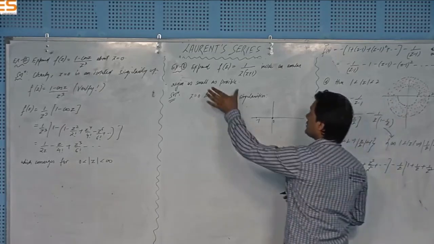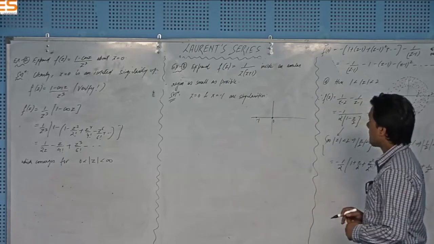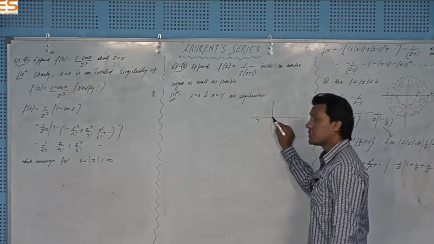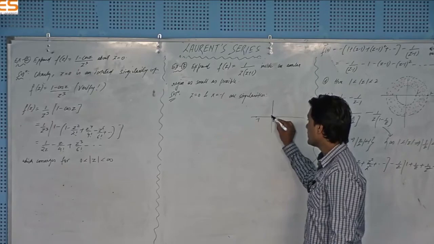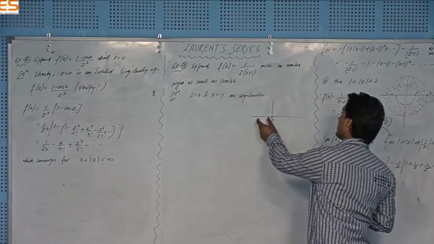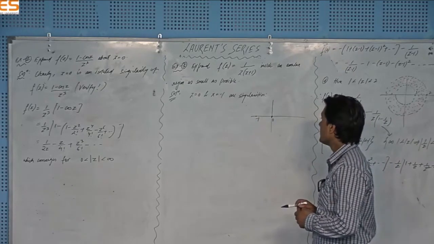Now you want that annular region to be as small as possible, right? So if you take the center of the series at z equal to 0, then there will be a hole here obviously because it's a singularity, and the radius of the circle will be up to 1, so the radius will be almost equal to 1, right?